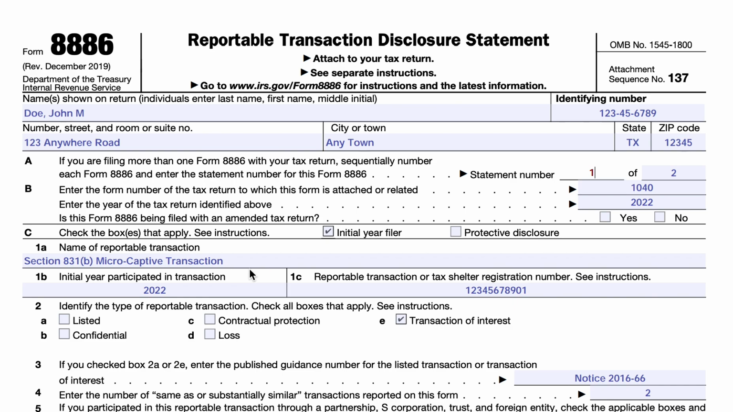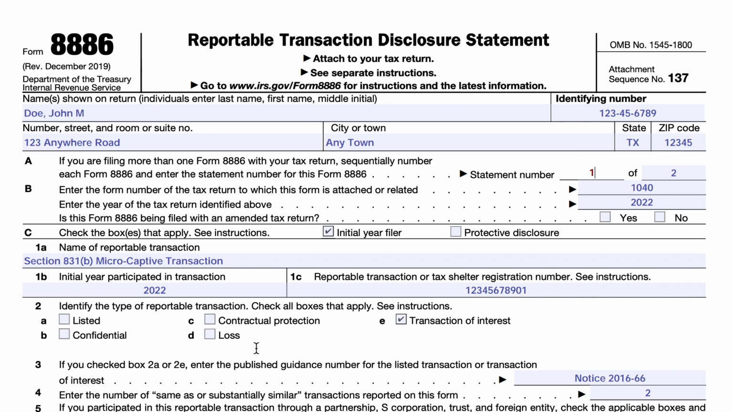We'll discuss that in a little bit more detail in 2022, and then I just made up a registration number. If you actually have filed a registration for a tax shelter or a reportable transaction, you should receive a reportable transaction or tax shelter registration number. You would include that in line 1C. Basically, if you've received a registration number, then you're just reporting that you committed a transaction that was previously registered.